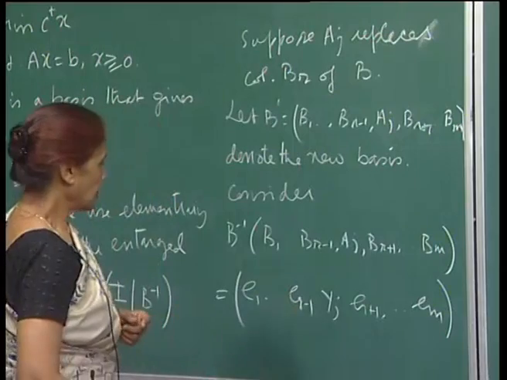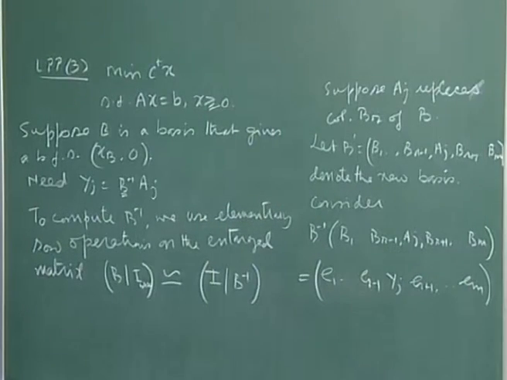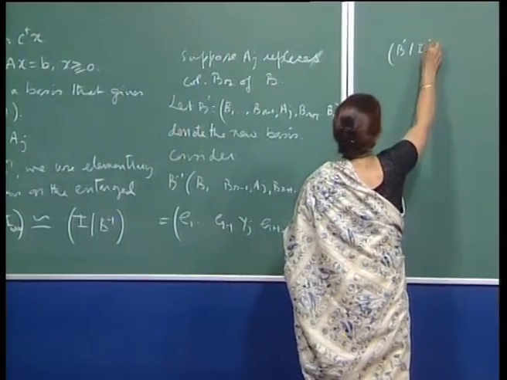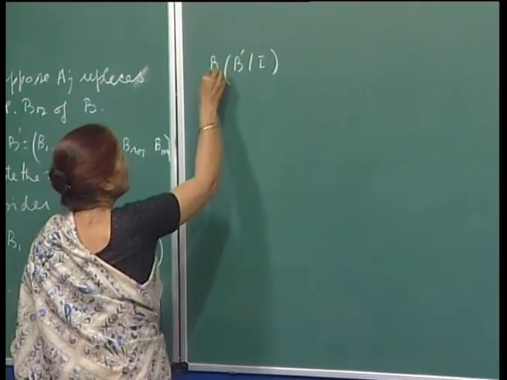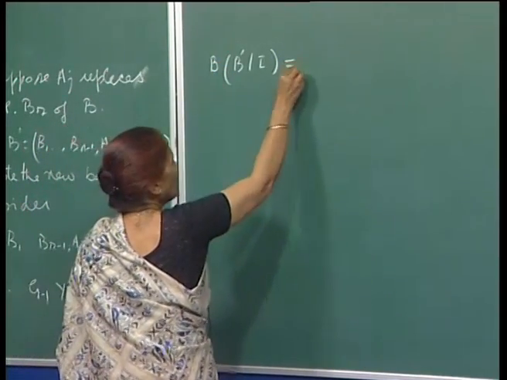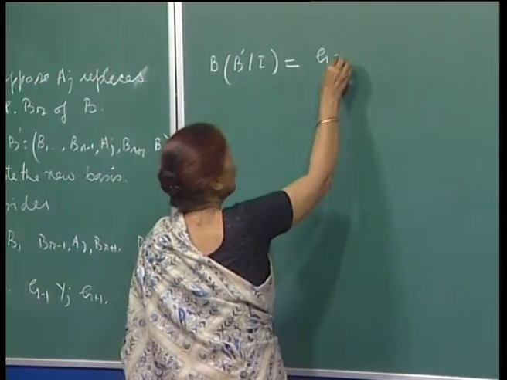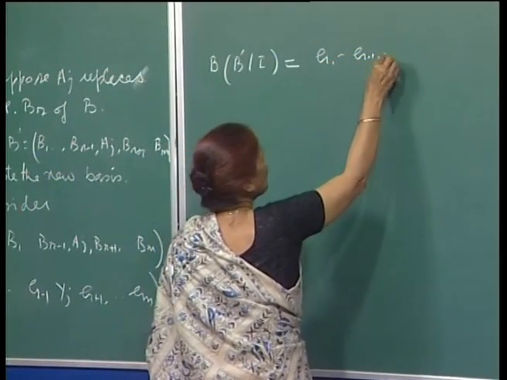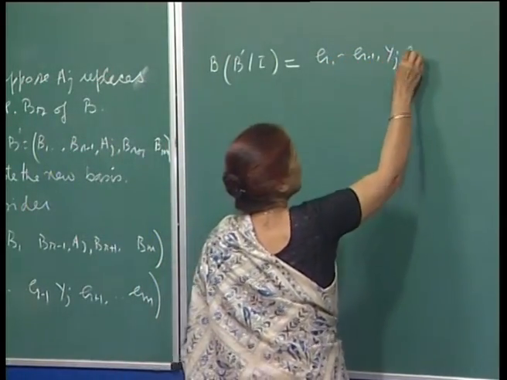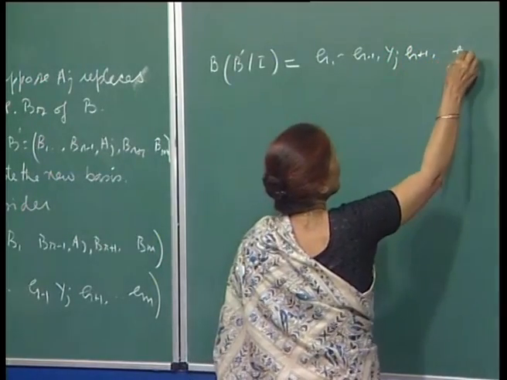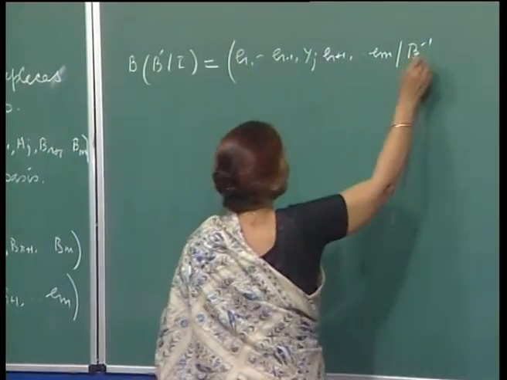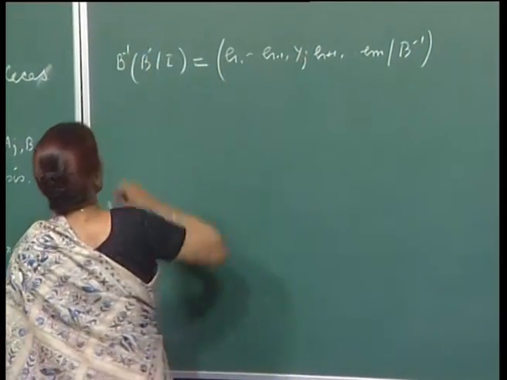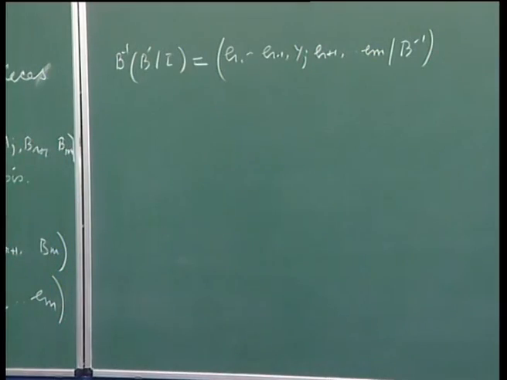So, in other words, what I am saying is that you want to compute the inverse of B prime. So, we would have to reduce this to the identity matrix. If you have already multiplied it by B, then what you have here is E1 ... ER minus 1, Yj, ER plus 1 ... EM, and here you have your B inverse, because I have pre-multiplied the whole thing.